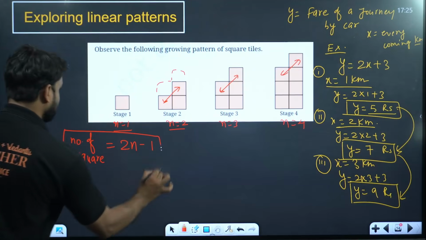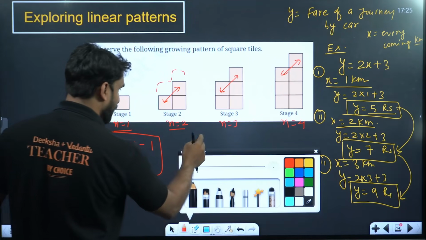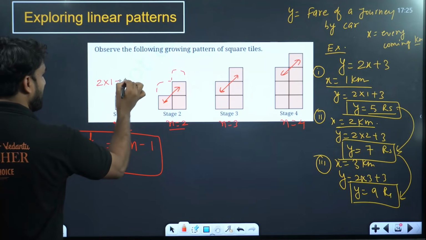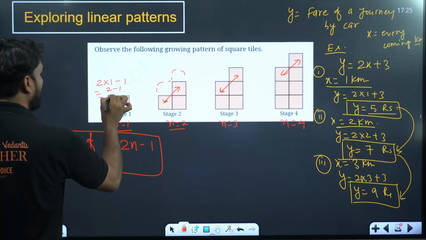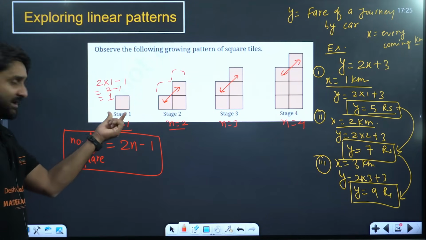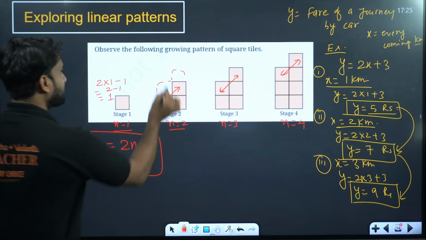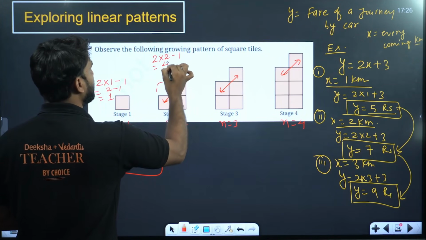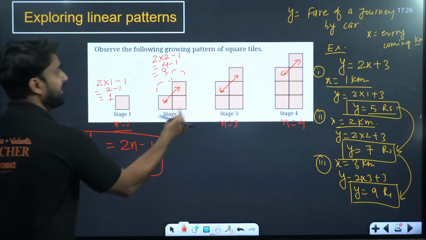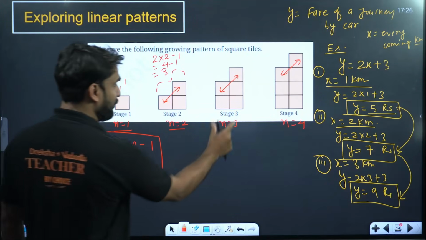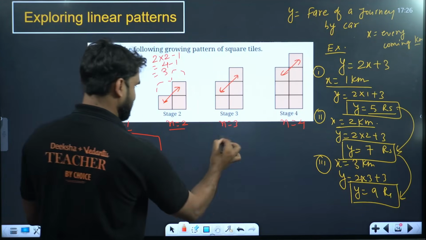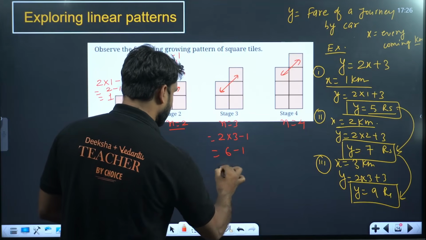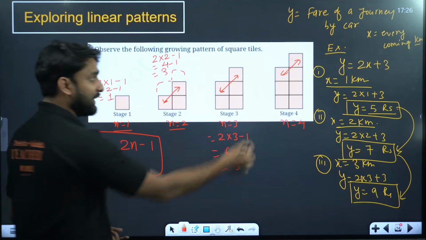You can verify this. So let's put here in this equation n equals 1, the first stage. If we put 2 into 1, because this is the first stage, minus 1. So 2 times 1 is 2, minus 1. Oh my God, how many squares are coming? 1 square is there, and exactly 1 square is there. Now stage 2, put 2 in this equation. So 2 into 2 minus 1. So 2 times 2 is 4, minus 1, which is equal to 3, and count them. How many squares are there? 3 squares are there. Now put stage 3 in this equation. So stage 3 is 2 into 3 minus 1. So 2 times 3 is 6, 6 minus 1, and how many squares are coming? 5 squares.